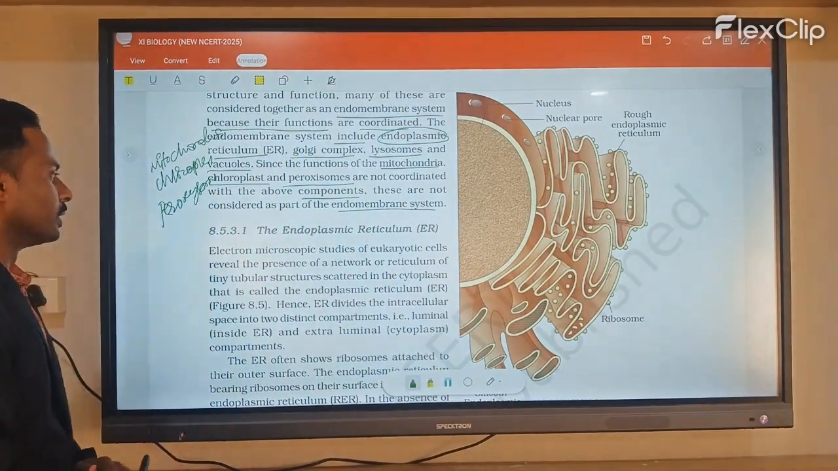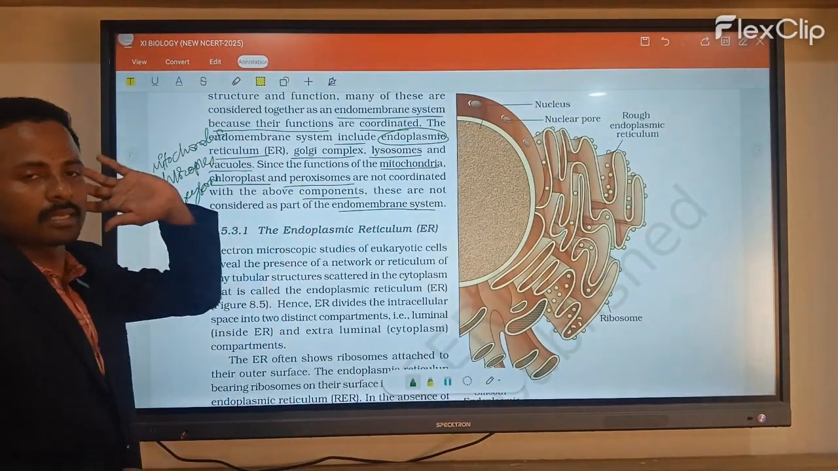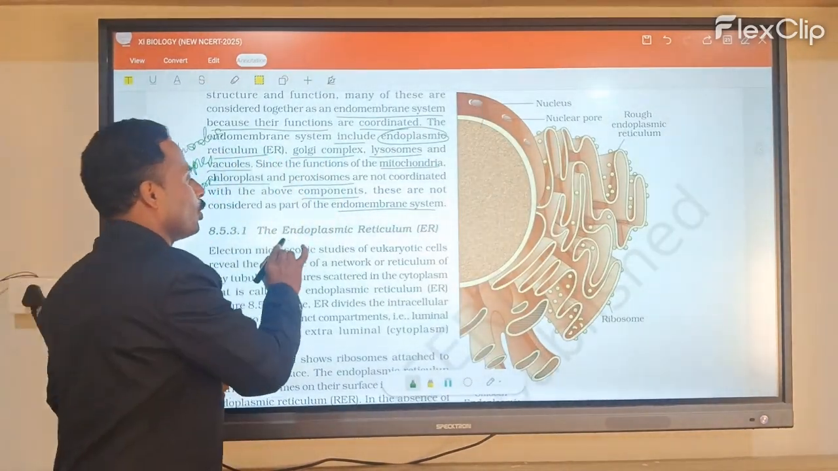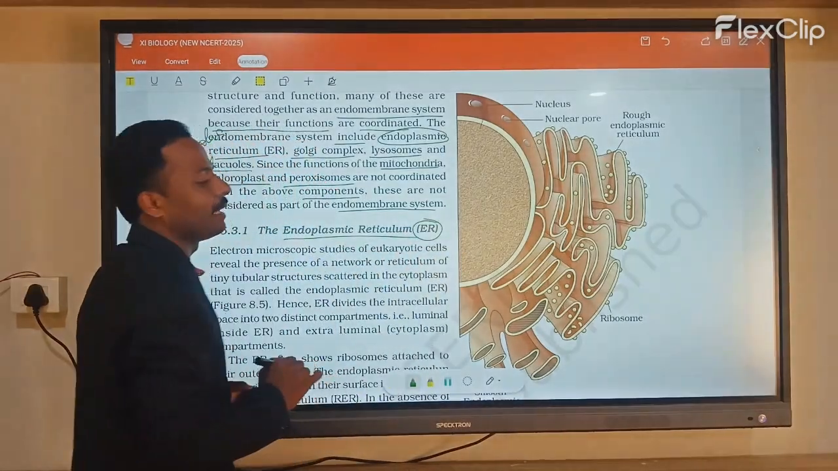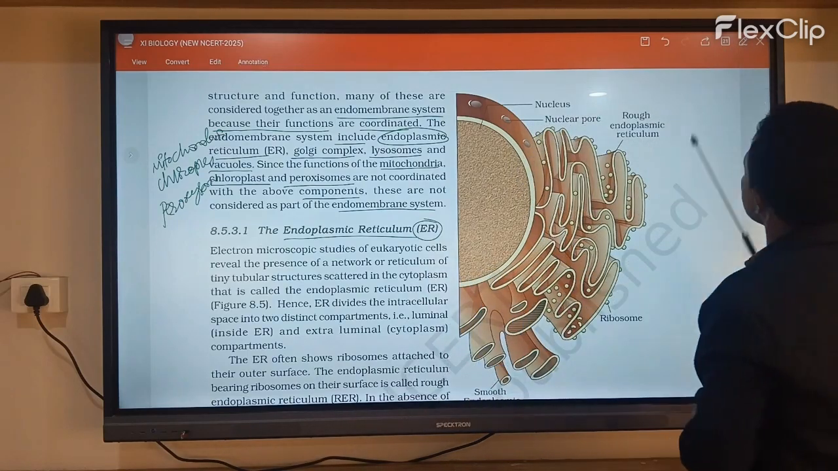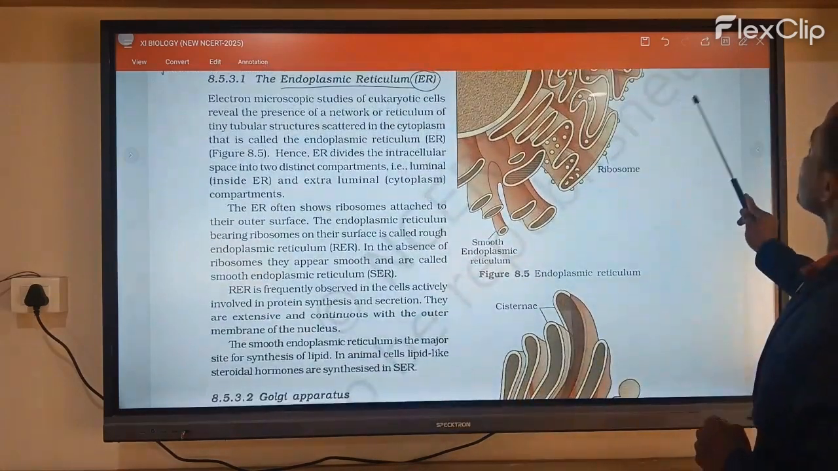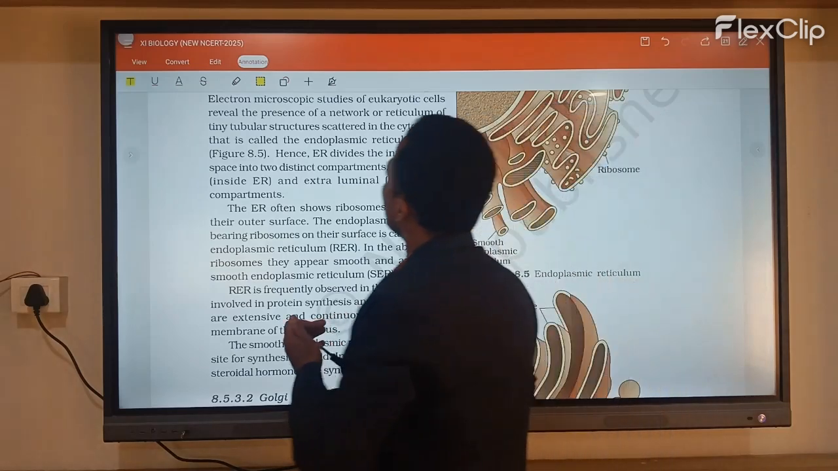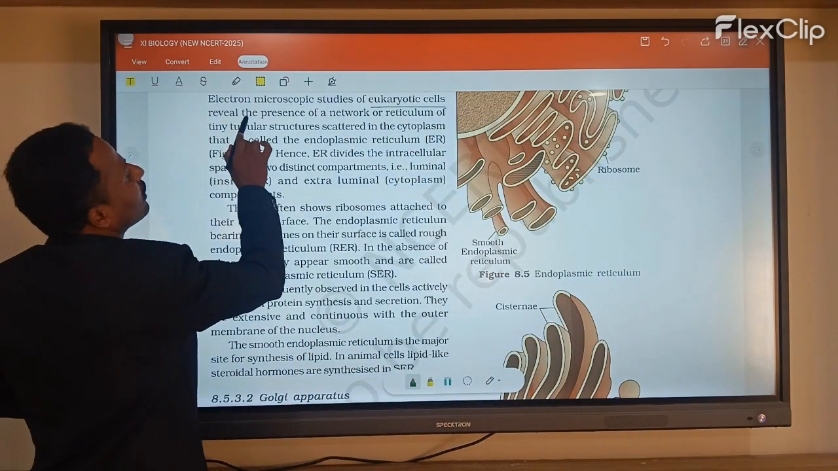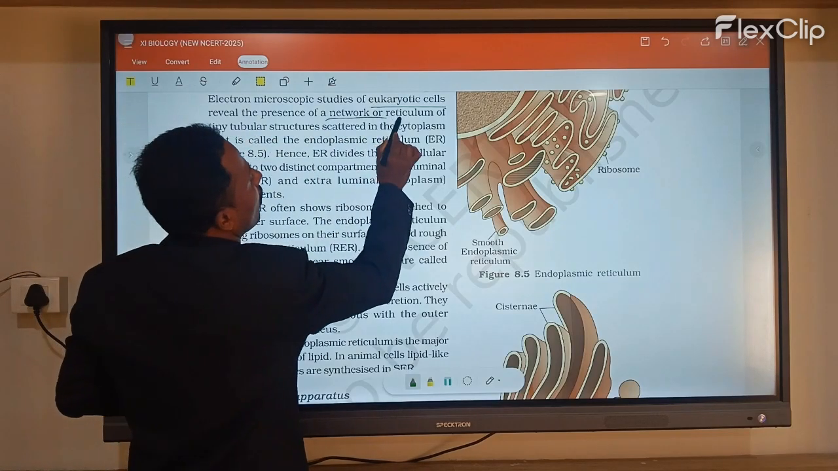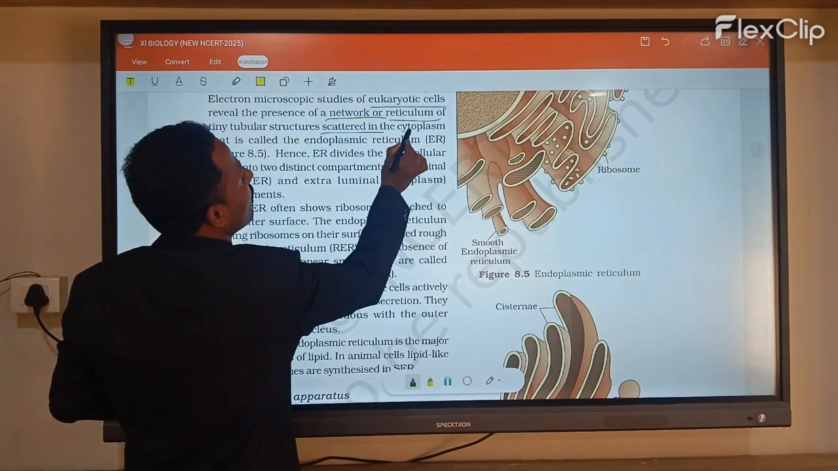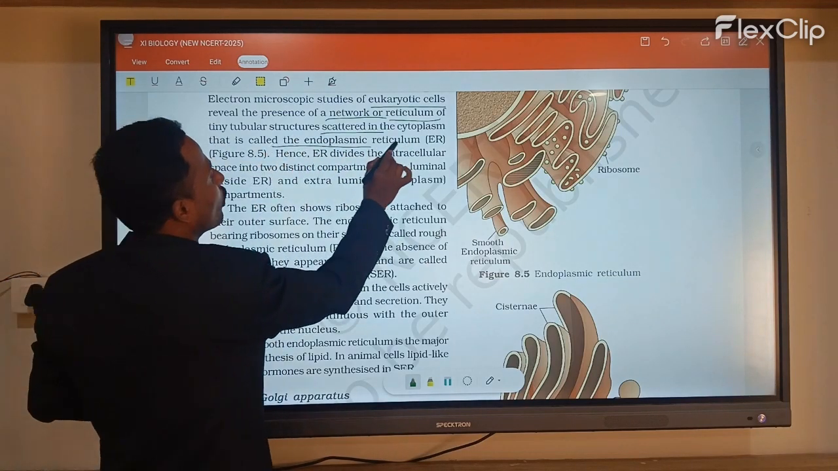Am I right? Correct. Now, once you discuss the endomembrane system of organelles, the first one is what? The endoplasmic reticulum, simply called the ER. Under electron microscopic study of the eukaryotic cell, we see the presence of a network or reticulum of tiny tubule structures scattered in the cytoplasm. That is called the endoplasmic reticulum.